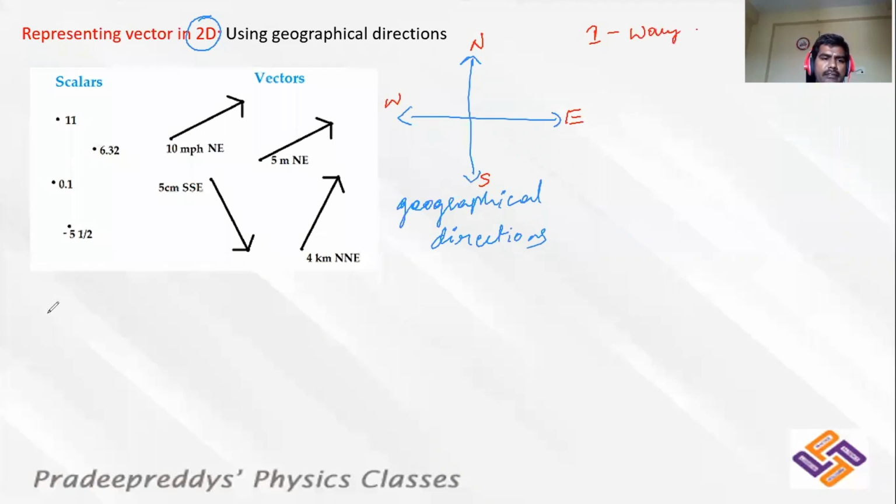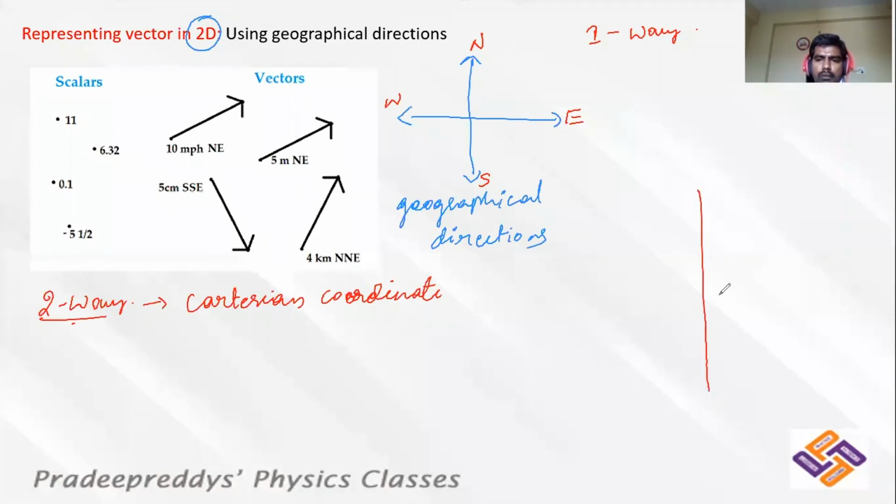And the second way to represent a vector is using the Cartesian coordinate system, that is positive x and y axis. This is the x axis, this is y, minus y, and minus x. So in these two ways you can represent a vector in two dimensions. One is using geographical directions and the other one is using the Cartesian coordinate system.